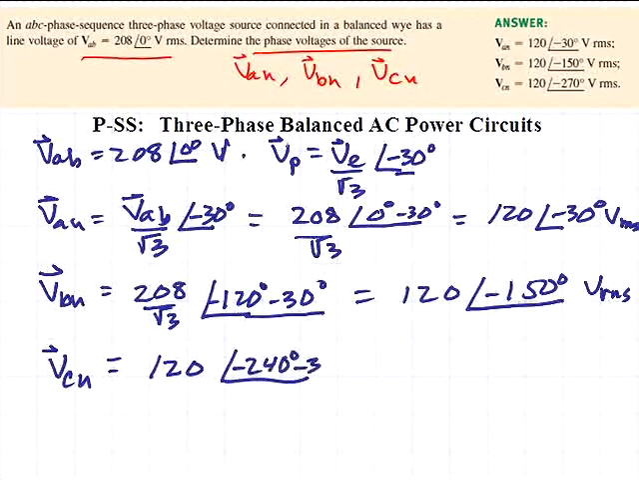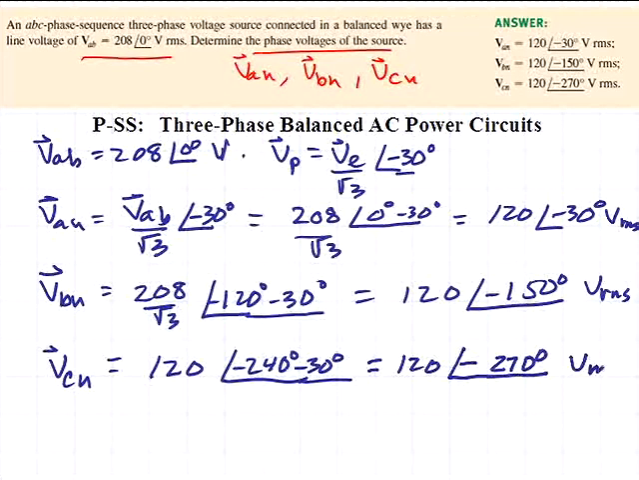And finally, the C phase voltage VCN would be 120 at an angle of minus 240 degrees minus the 30 degree shift in the reference for the line-to-line voltage, and this would equal 120 at an angle of minus 270 degrees volts RMS. This would also be represented as 120 at an angle of plus 90 degrees volts.